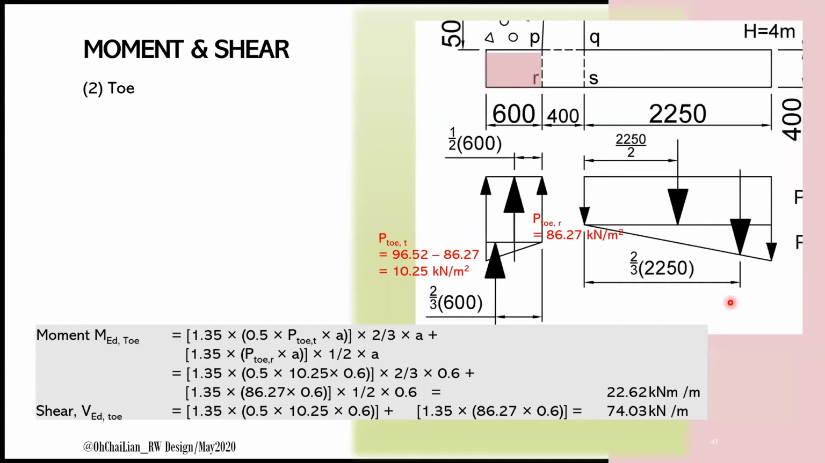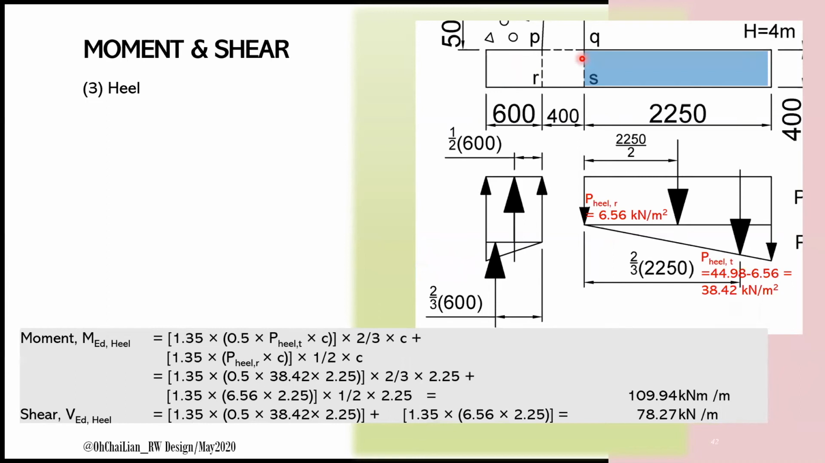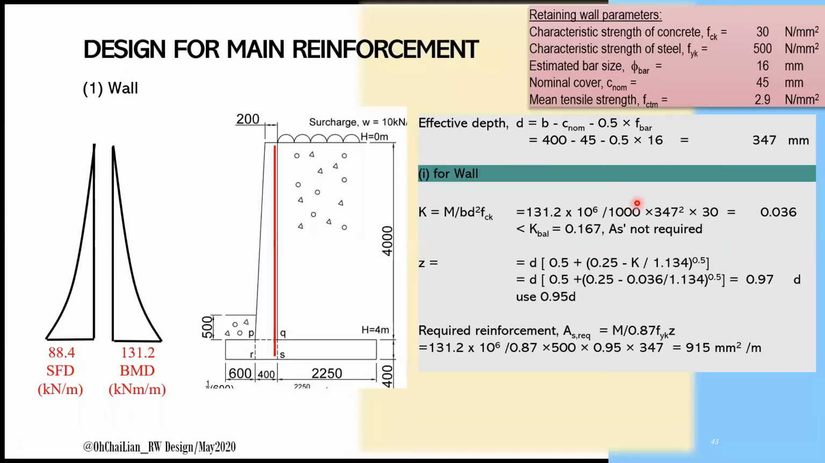The same technique can be applied for analysis for toe and heel. The maximum bending moment and shear are taken at face PR for the toe, whereas for the heel it is at face QS. As we can see here, the net pressure acts upward at the toe and acts downward at the heel. Similarly to the wall, the analysis becomes easier if we divide the total pressures into triangle and rectangle pieces. Shear force diagram and bending moment diagram can be plotted after the analysis.